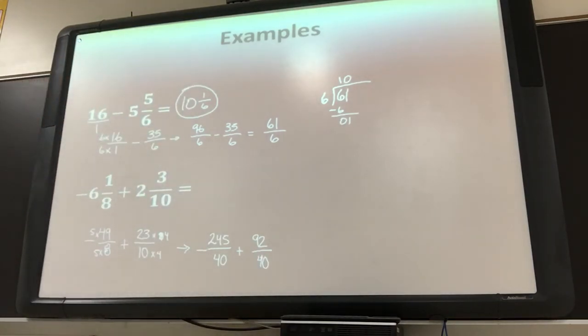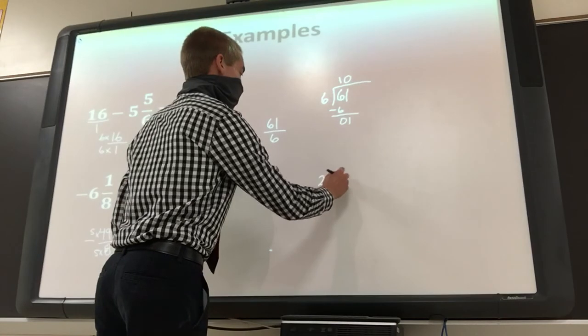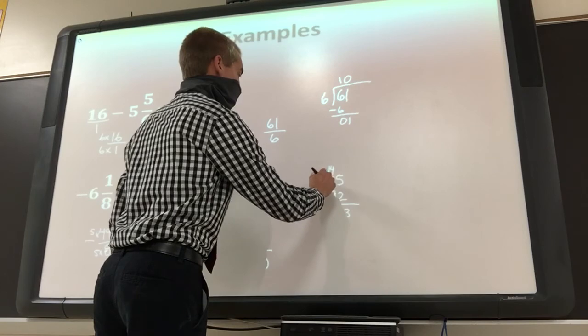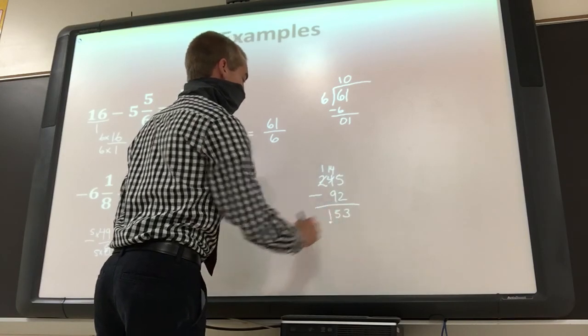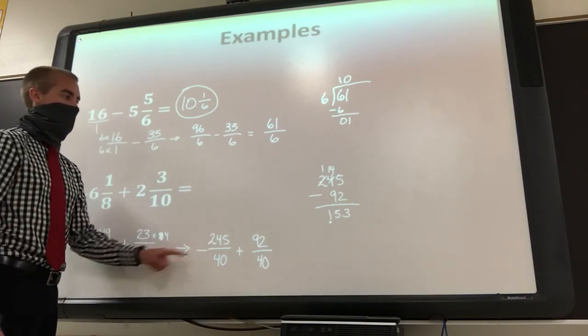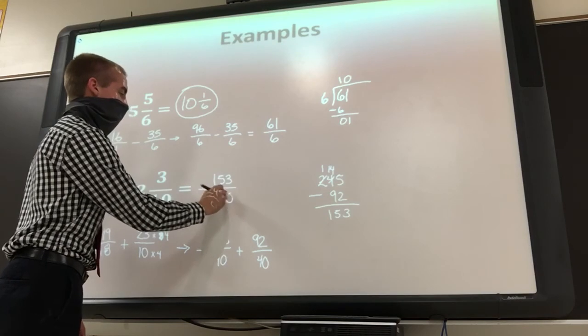If one is negative and one is positive, what are we going to do with the 245 and 92? Add or subtract? Subtract them. So you're going to do 245 minus 92, and you get 153. Is it going to be positive or negative 153? Negative 153, because that negative 245 is the bigger number. So, negative 153 over 40.